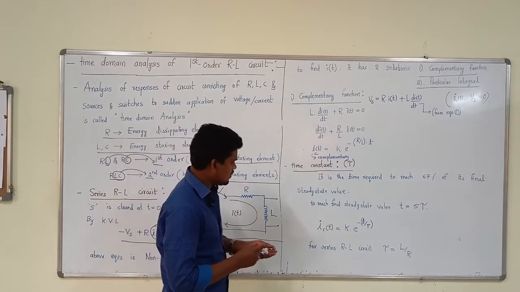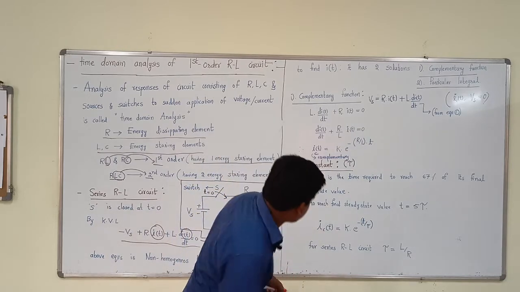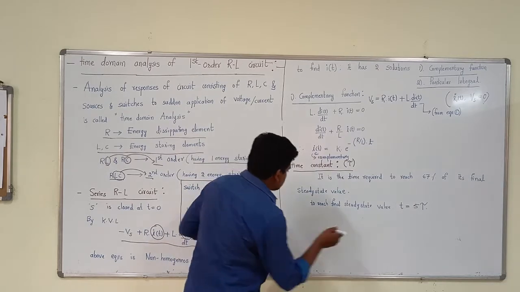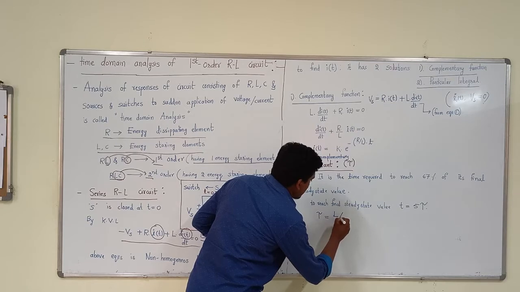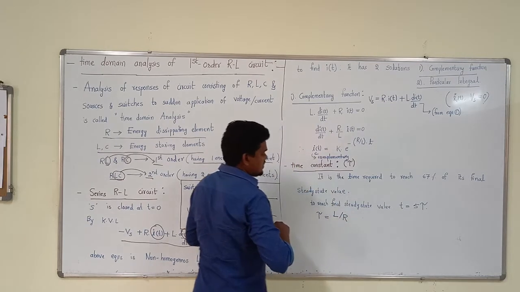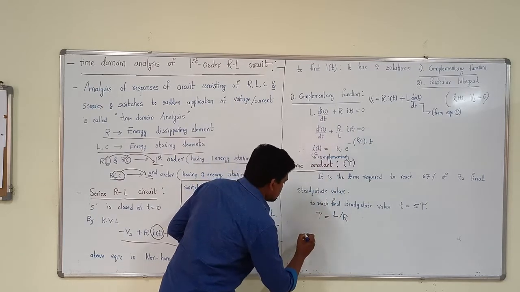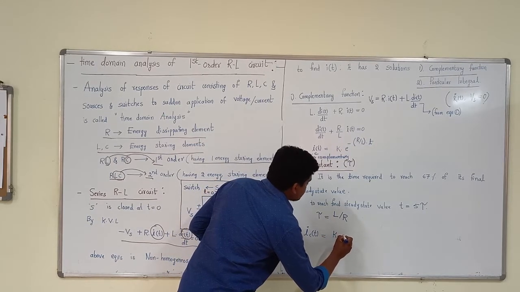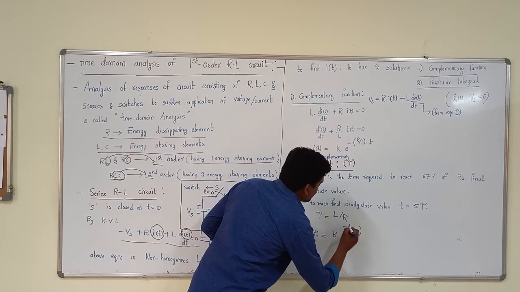That's why for a series RL circuit, the tau value is generally L by R. By substituting this tau value in this equation, the complementary function becomes like this: I_C of t equals k into e power minus t by tau.